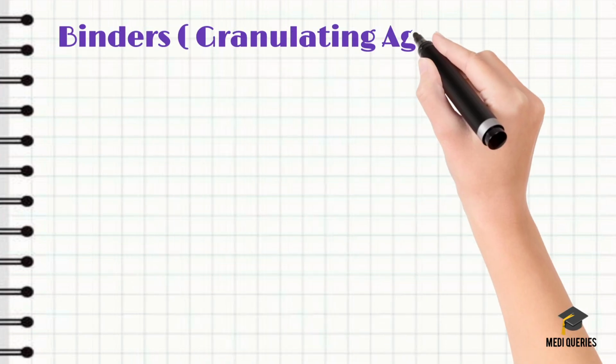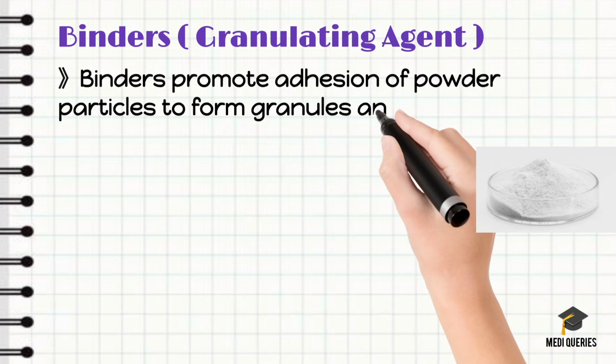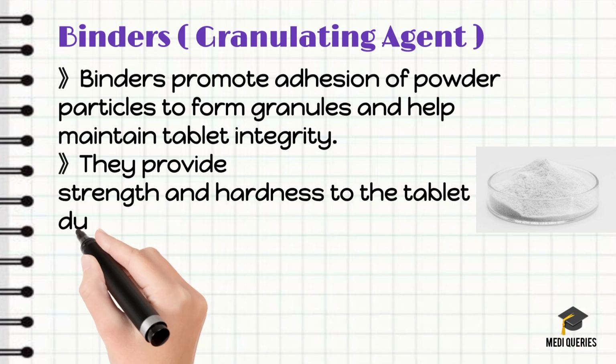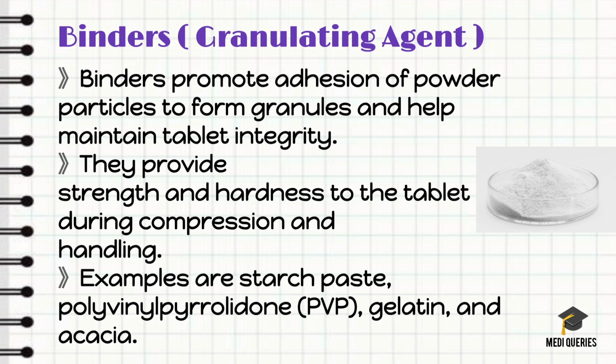And next one is the binders. Binders are agents that mainly promote the adhesion of powder particles, allowing them to form a cohesive tablet. They give mechanical strength to the tablet by helping granules stick together during the compression stage. Common binders, examples are starch paste, polyvinyl pyrrolidone, that is PVP, gelatin and hydroxypropyl methyl cellulose, that is HPMC. So these are all the commonly used binders.